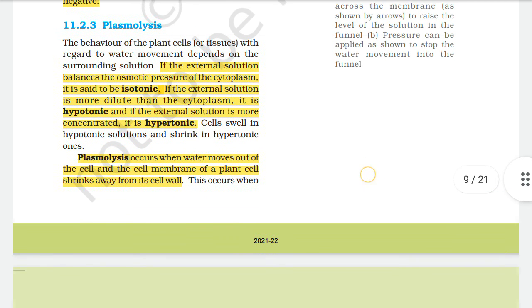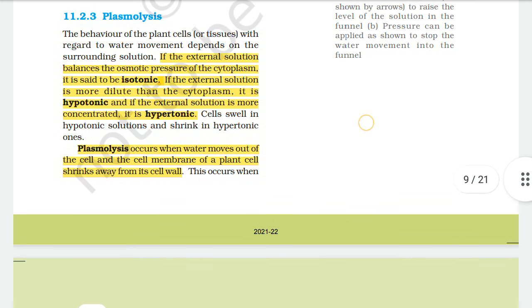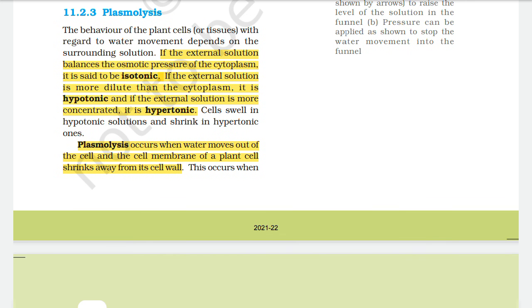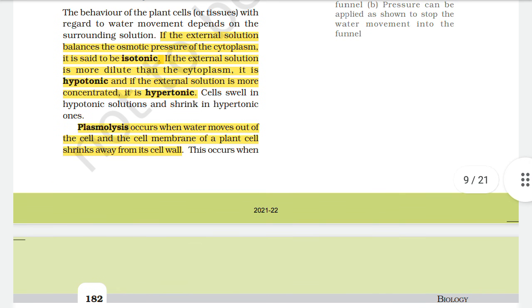Plasmolysis, what is that? The solution here can be hypertonic or isotonic. So what is the case of isotonic? Actually, in isotonic, the external solution balances the osmotic pressure of the cytoplasm. It means both the external solution and the inner solution, the inner cell, have the same pressure, that is the same potential actually. That is isotonic, equilibrium is there.